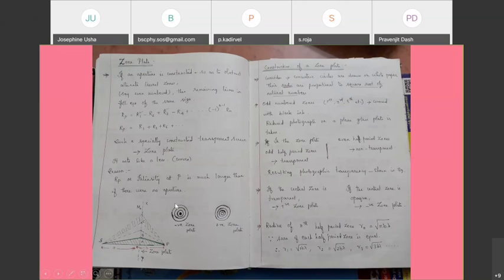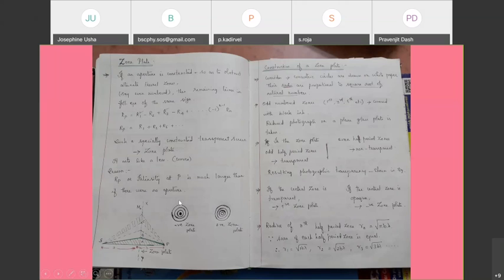If these are the concentric circles we have drawn, right? If the central zone is transparent, in this case here it is dark, right? The central zone being transparent means it is a positive zone plate. If the central zone is opaque or dark, we can call it a negative zone plate, right? So what about the radius of the nth half period zone?